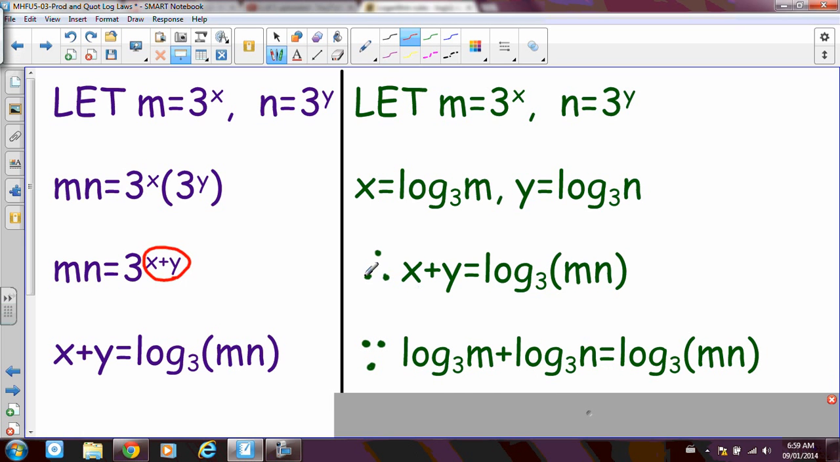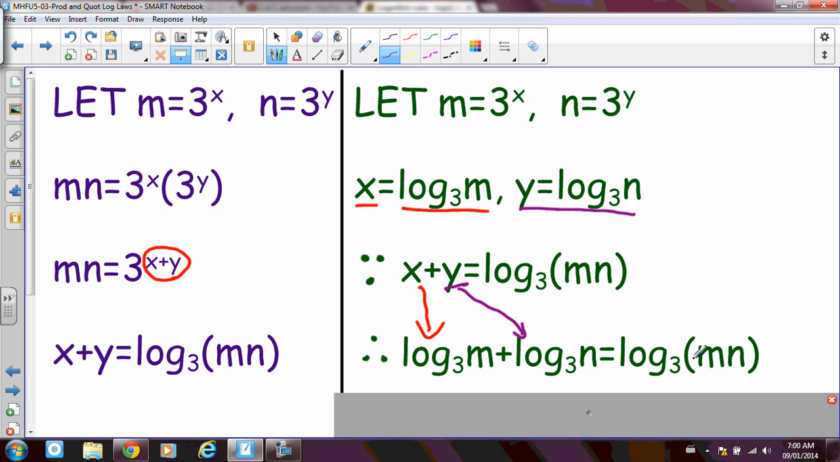So since x plus y is this, we can therefore conclude that the x value being log to the base 3 of m, plus the y value, which is log to the base 3 of n, must also be equal to this, just by straight substitution. x is the same as this, and so we replace the x with that. y is the same as this, and so we replace y with that. And so this becomes now a rule.